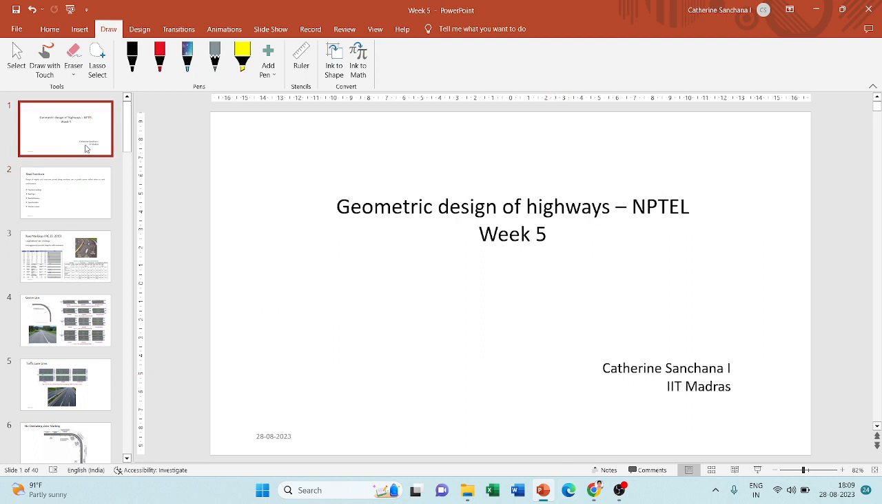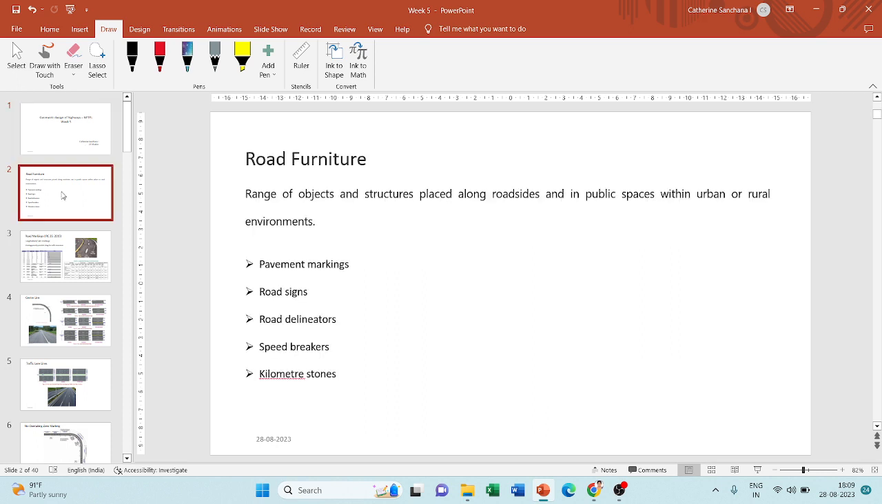We are into the fifth week now, and last week we saw cross-section elements. By the end of the last week's session, a few slides were dedicated to road furniture, but I did not cover it last week, thinking that I will start this topic afresh from this week. So first we will begin with road furniture.